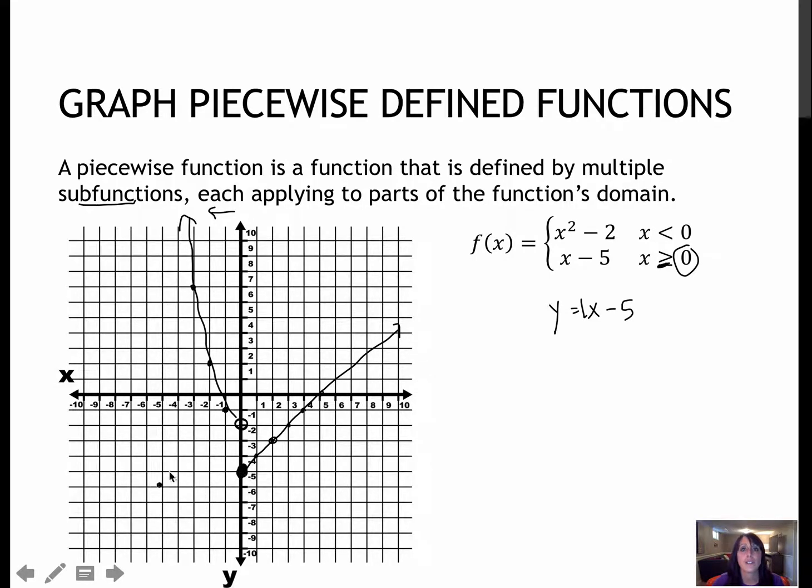So this is what my function will look like. Notice to the left of 0, it's a parabola. Starting at 0, it's a straight line with a positive slope of 1.